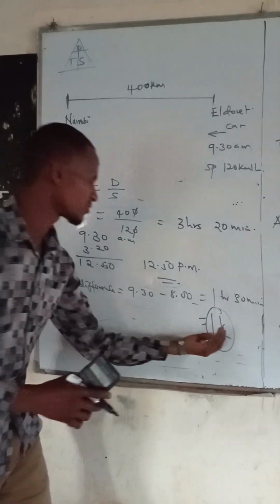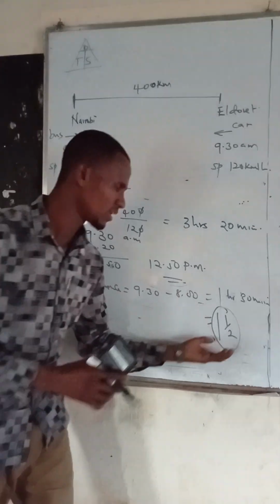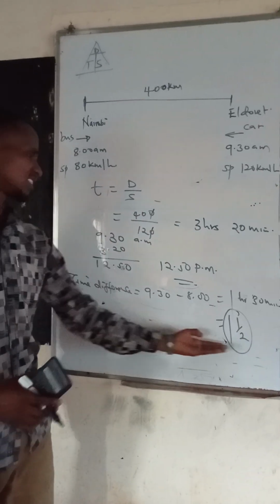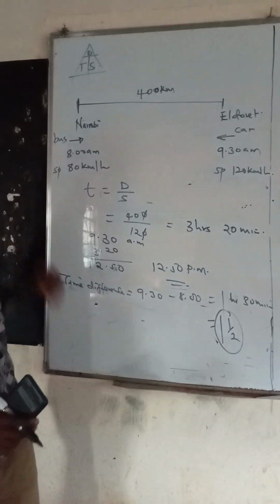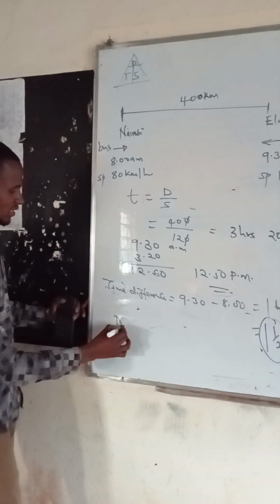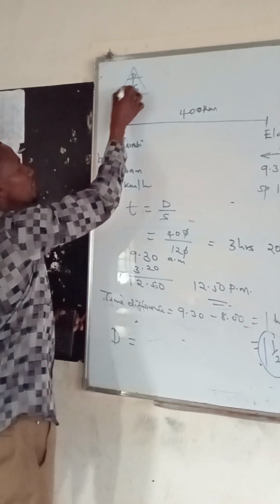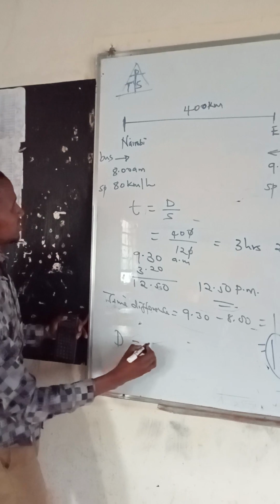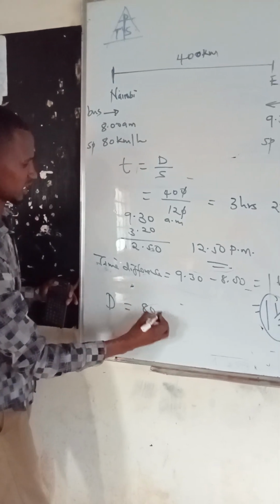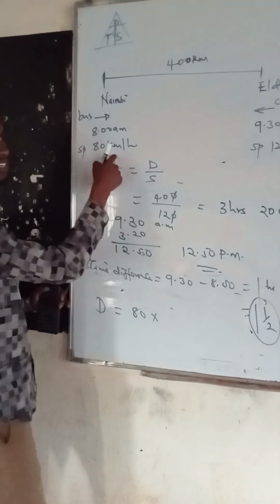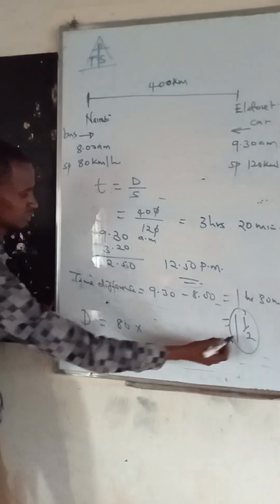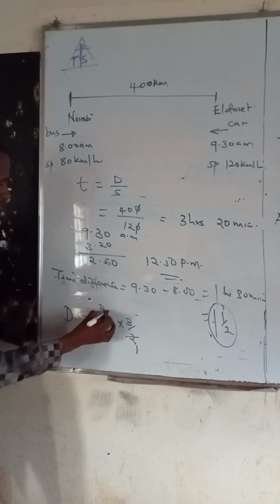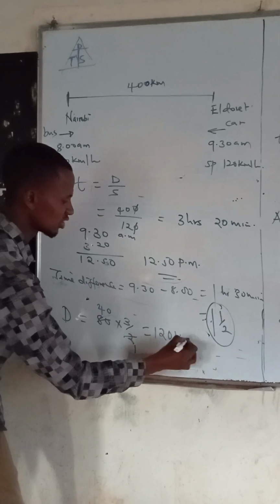So we need to know the distance that it covered before this one started the journey. How do we know? We know this is the time taken, and we know its speed is 80 kilometers per hour. So how can we get distance? Distance is equal to speed times time. So speed is 80 kilometers times the time this one was moving before this one started the journey. In improper fraction, it will be 3 over 2. By this 40, that will give us 120 kilometers.